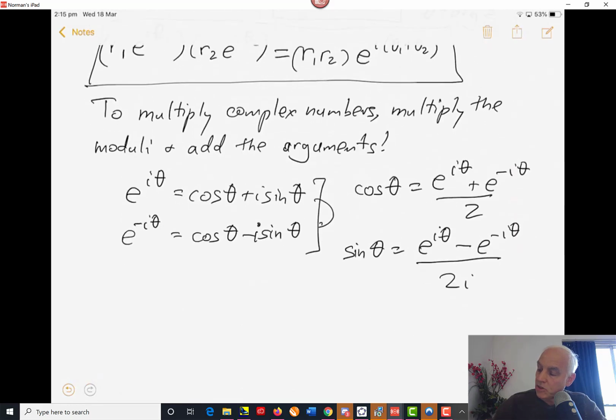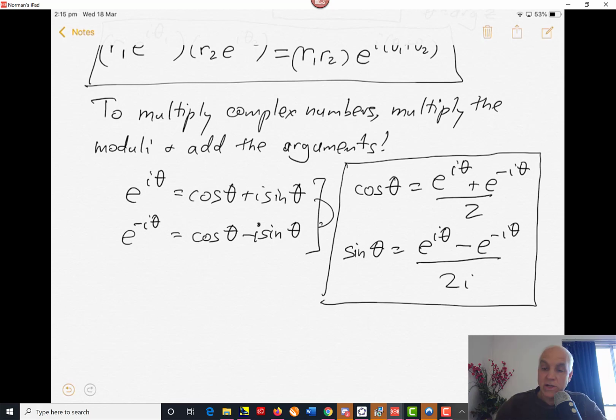We have now established these two relations that express cos theta and sine theta in terms of exponentials. This turns out to be very powerful. It's so powerful that almost any circular or trigonometric relation involving cosines and sines can be proven by making these substitutions and reducing everything to a formula involving exponentials. Exponentials are easy to work with because of their nice multiplicative property.